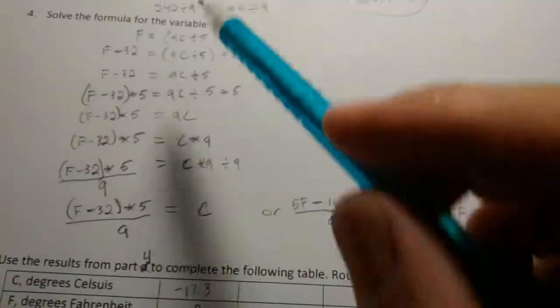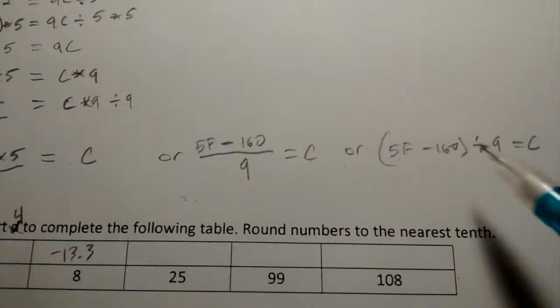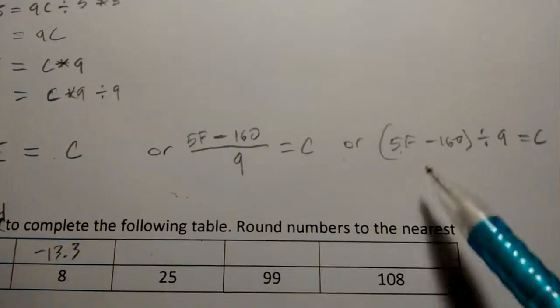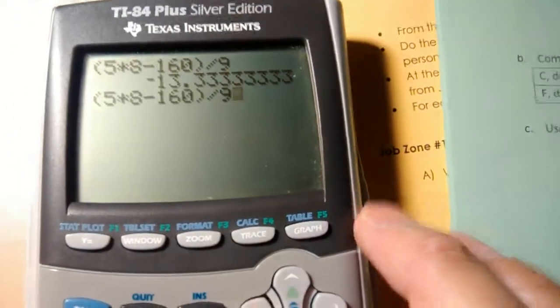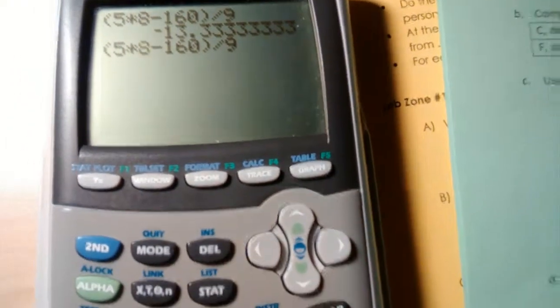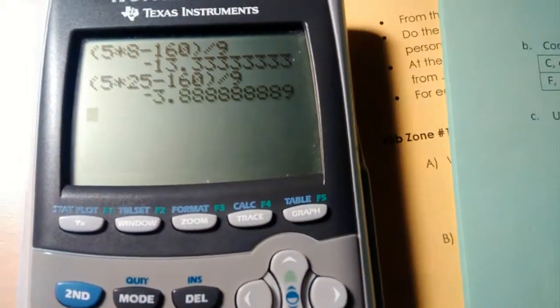So now I don't have to go through all this algebra again. I just use one of these formulas to get the C values that I'm looking for. So I'm going to keep using that and then replace 25, 99, and 108 in there. I'm going to hit second enter, my insert button, which is second delete, 25, and then I'm going to hit delete. So that gives me that value.